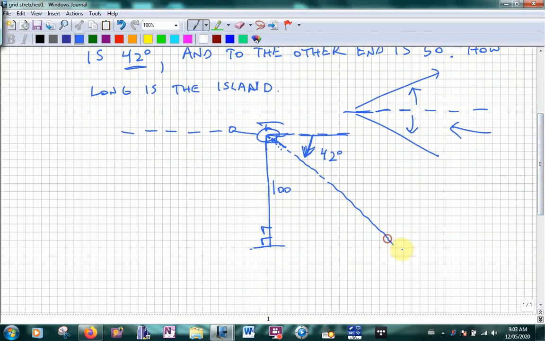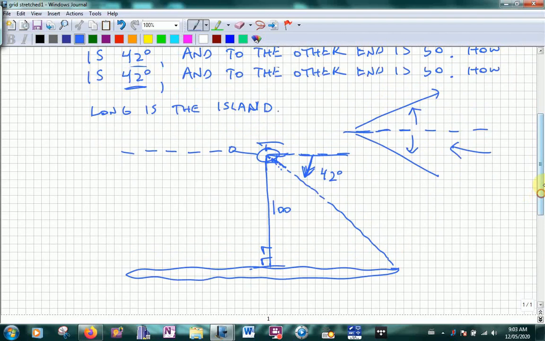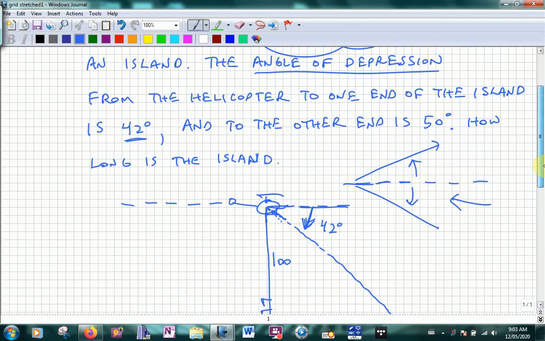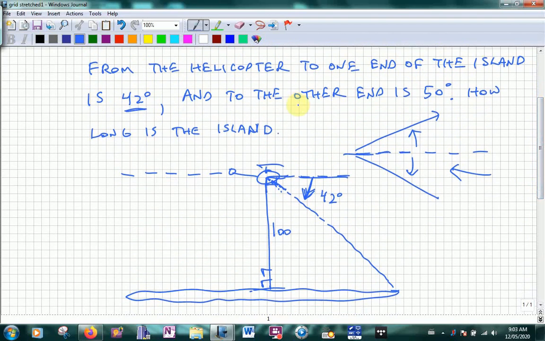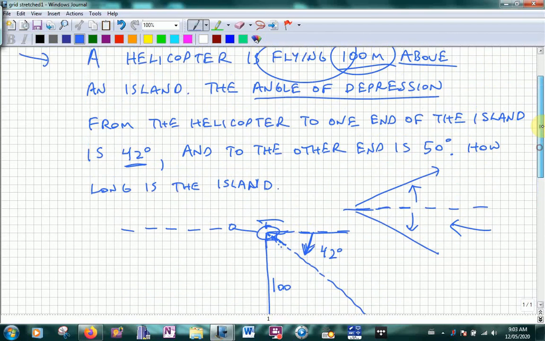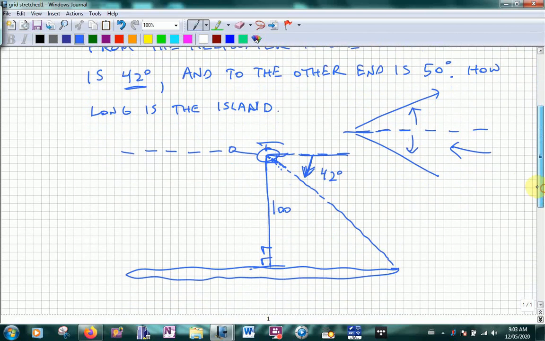That's an end of an island. Remember, this thing's flying above an island. So if I'm going to draw my island, looking down at one end of it, there it is, 42 degrees. And to the other, well, doesn't say anything else, so we're talking about another angle of depression. To the other end, well, here's the other end of the island, so if someone was looking out the back, down to the end of the island, okay?